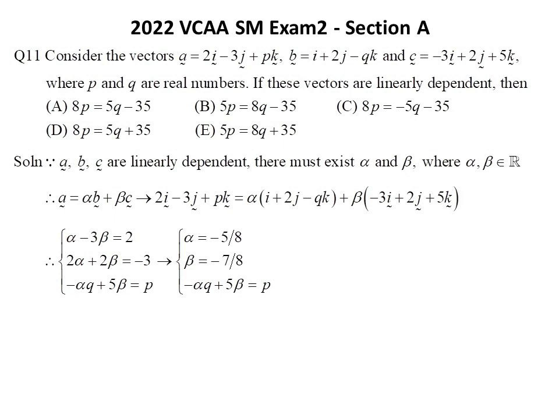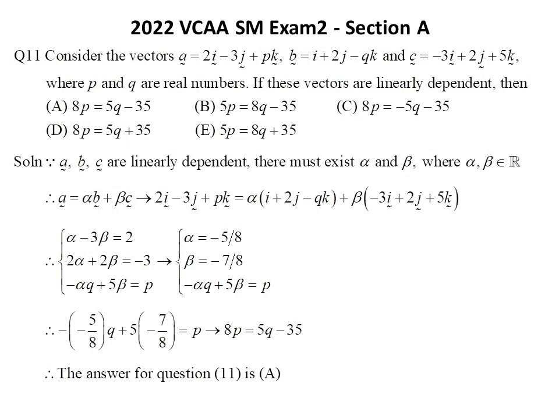Here we have alpha minus 3 beta equals 2, 2 alpha plus 2 beta equals negative 3, and negative alpha times q plus 5 beta equals p. From the first 2 equations, alpha and beta can be found. Here, alpha equals negative 5 over 8, beta equals negative 7 over 8. Substituting the values of alpha and beta into the third equation, after simplifying it, we have 8p equals 5q minus 35. Therefore, the answer for question 11 is B.